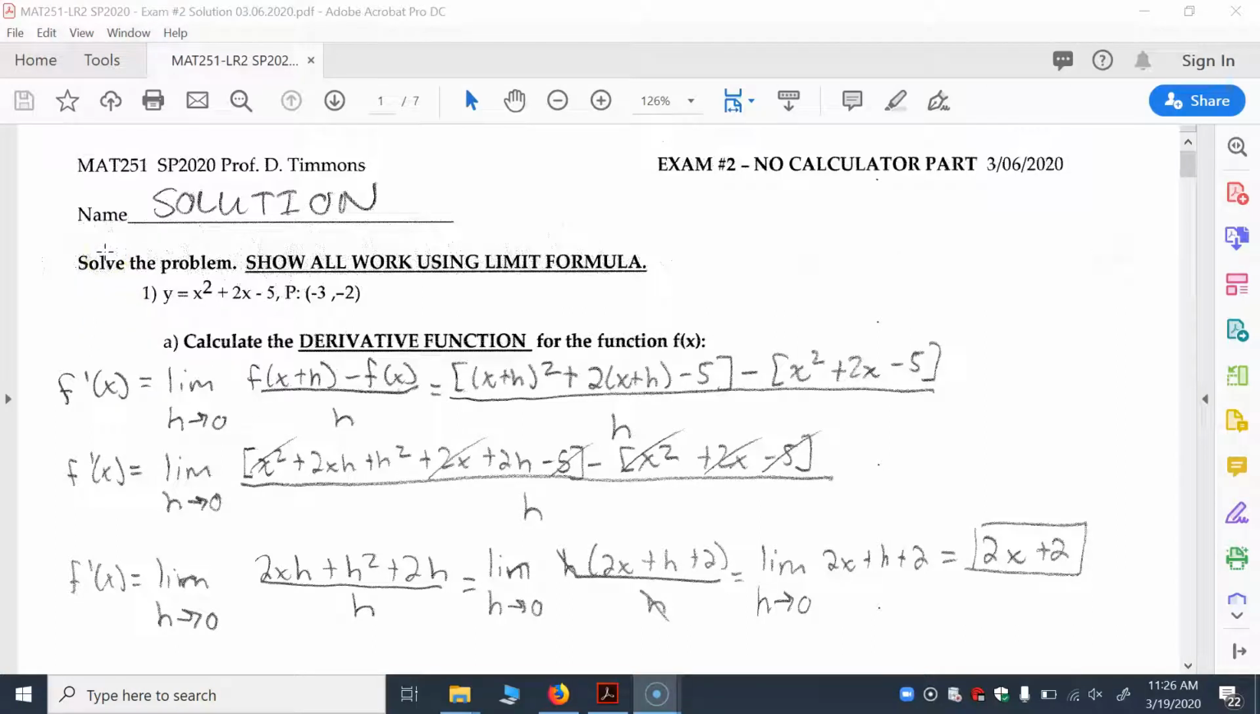All right, I know you are unable to see your own tests and the work you did, but I'd like to review the exam 2 solution. The first two problems on the test, we use the derivative formula to calculate the derivative.